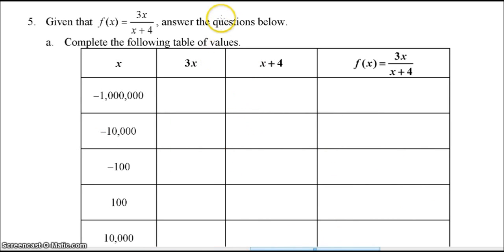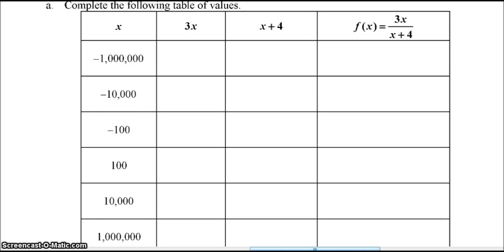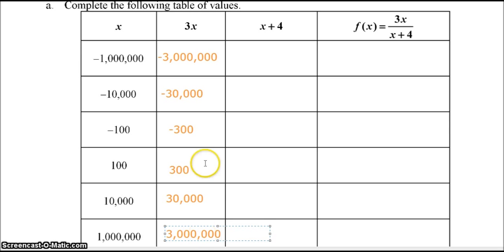Number 5, given that f of x equals 3x over x plus 4, complete the following tables. So 3 times negative a million is negative 3 million. 3 times negative 10,000 is negative 30,000. This one will be negative 300, 300, 30,000, and 3 million. The important thing to notice is that as x approaches 0, 3x approaches 0, from either side, from the left or right.